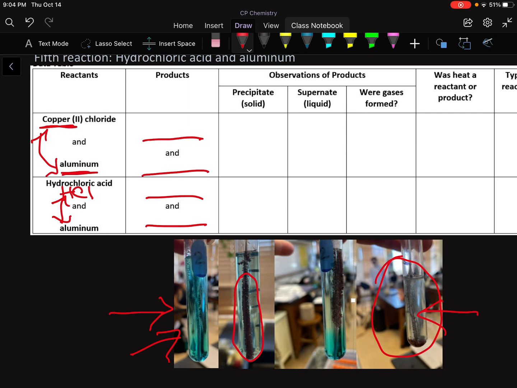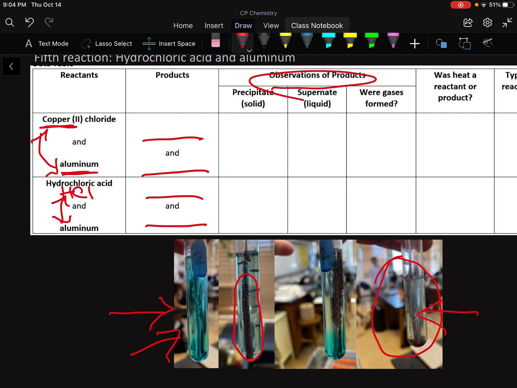Now, with the observations of products for these two reactions, did a precipitate form? You need to figure out for each reaction, did a precipitate form? So once you have predicted the products, you need to think to yourself, would either one of these be that brownish, reddish precipitate that turned into a solid? And the supernatant, the liquid, what color is it? Well, I just told you it went from blue to clear. So you could put what color it is after the reaction's over.